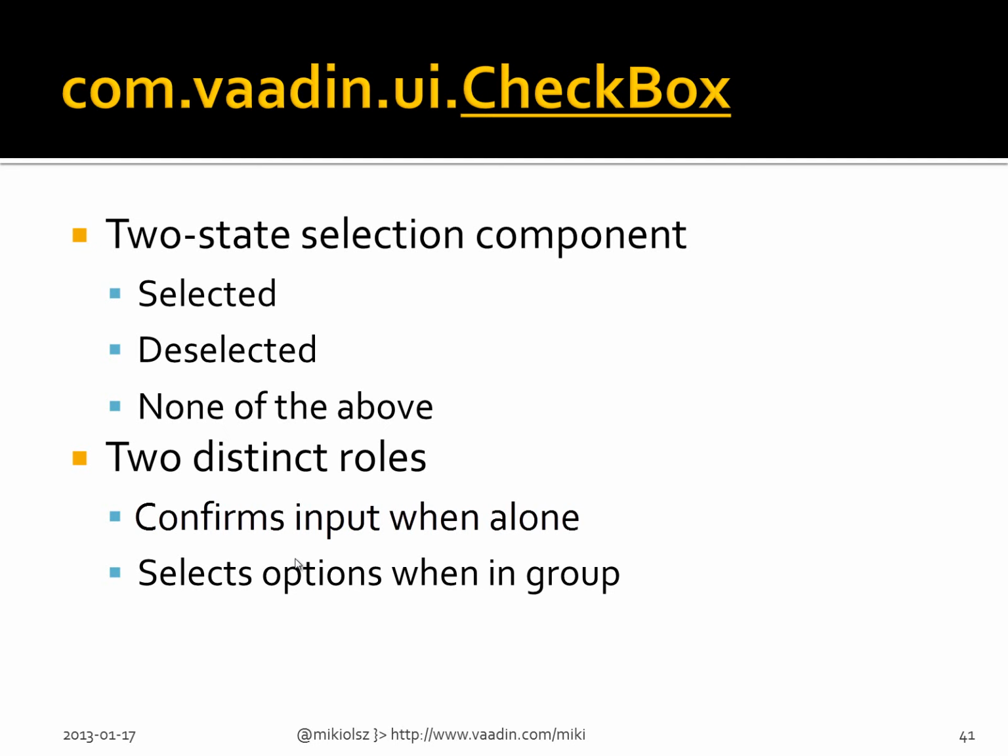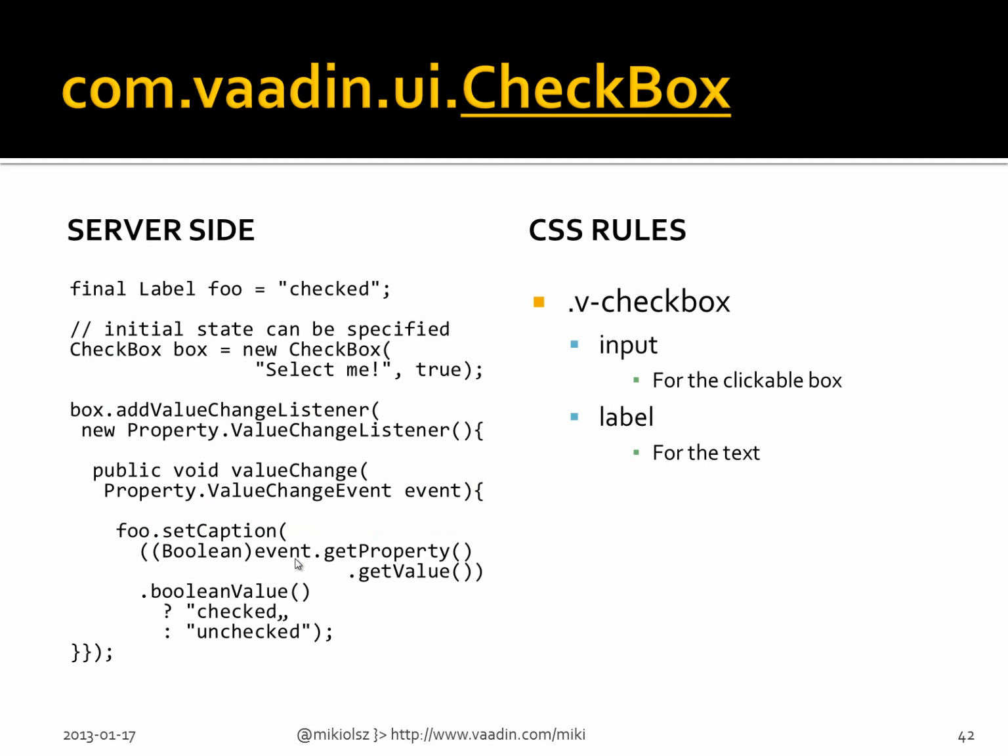One of the simplest fields is a checkbox, which is a two-state selection component. This component has two distinct roles. It either confirms something when it's present alone or allows the user to select options when in a group. When constructing a checkbox, it is possible not only to specify the text that will appear next to the checkbox, but also whether or not the checkbox is selected. In order to listen to value changes or click events, we need to add a value change listener.